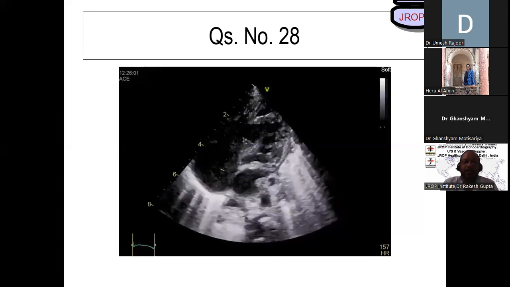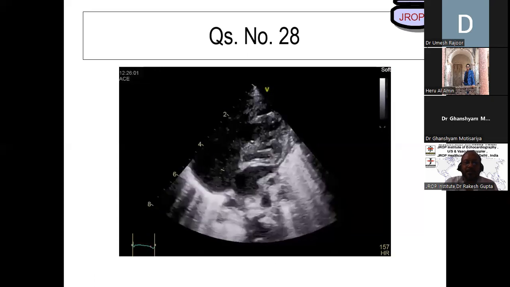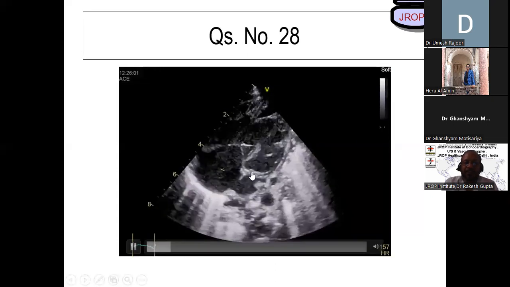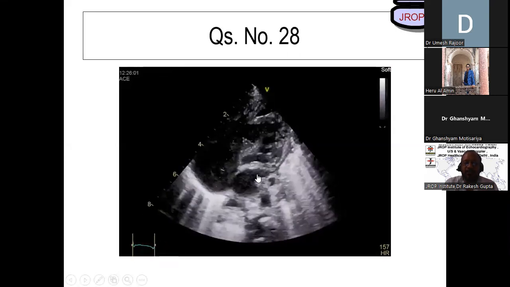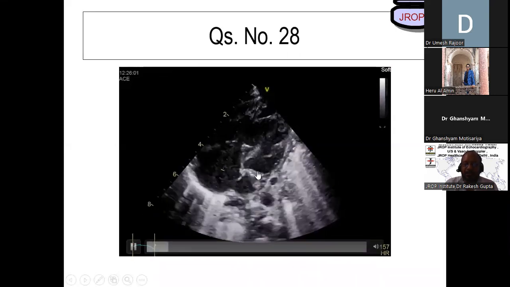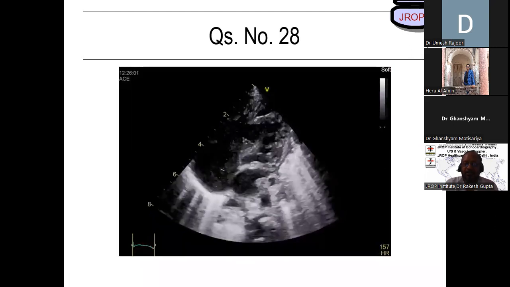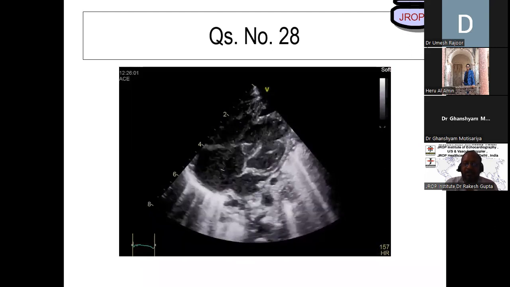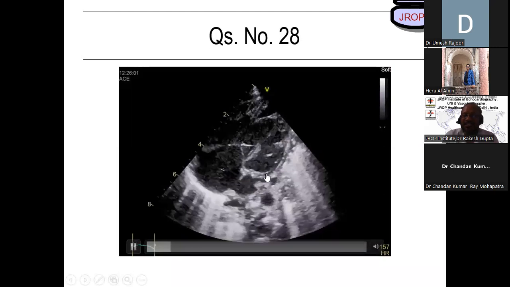Chandan Kumar Rai Mahapatra is waiting. Sir, there is mitral valve atresia. Mitral valve atresia. Where is the mitral valve? Can you show me the mitral valve? I thought that was a single leaflet, sir. There is no mitral valve over here. Correct. You people have said everything in this patient except mitral valve.